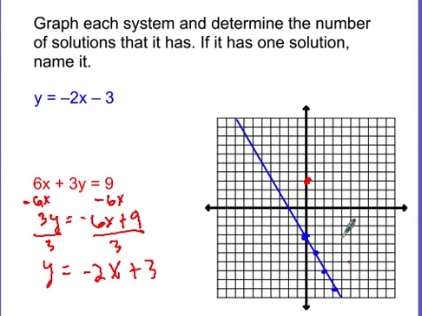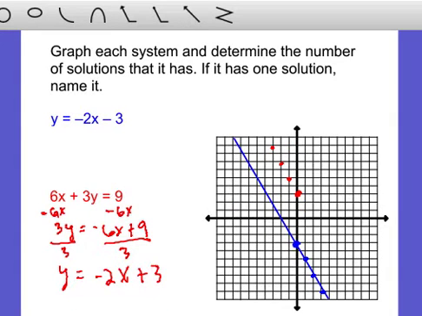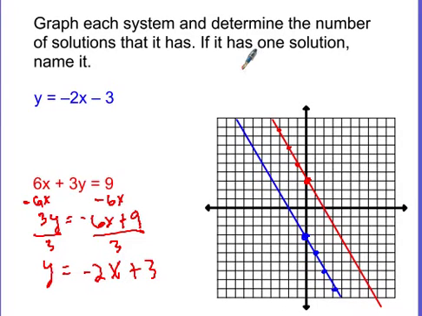Parallel, and then it's got the same slope, so it is parallel. So it's infinite solutions. Or no, it's zero solutions. Zero solutions. All right. So this one goes like so. All right, so 0 solutions for this graph. All right.